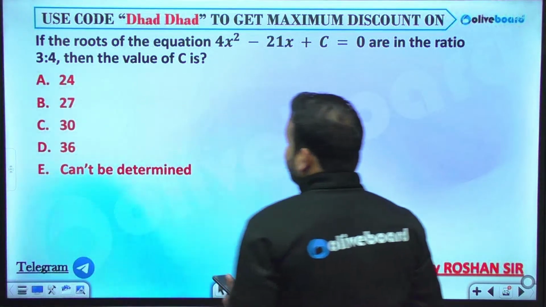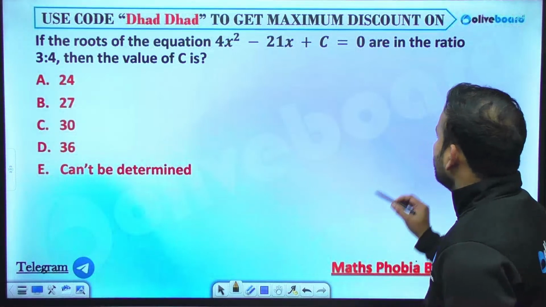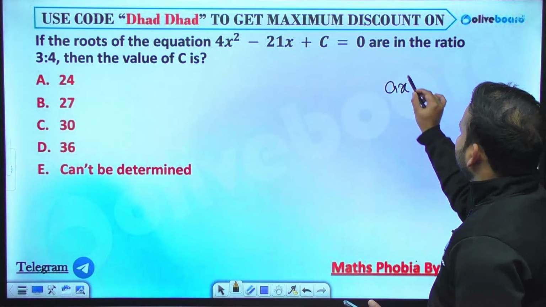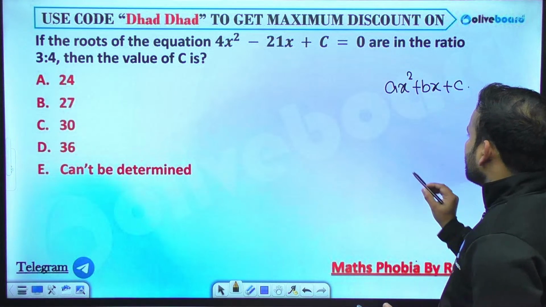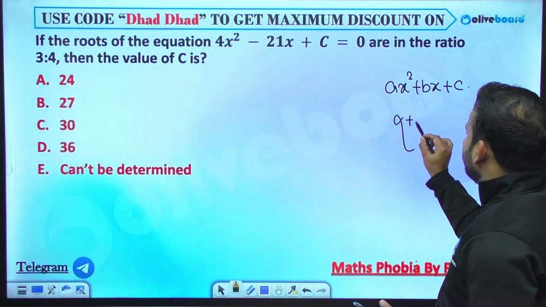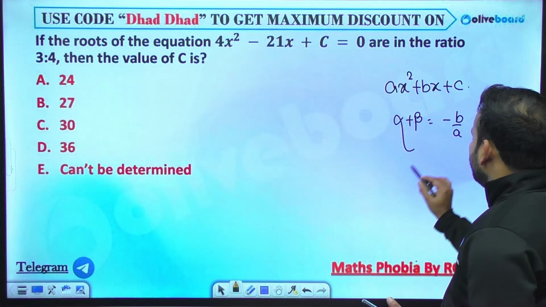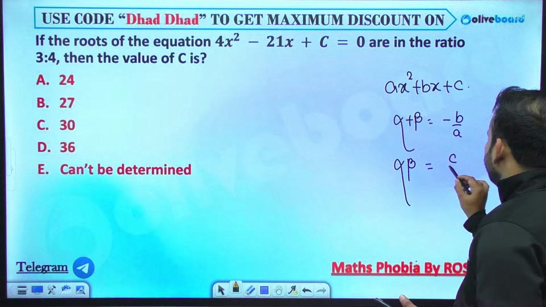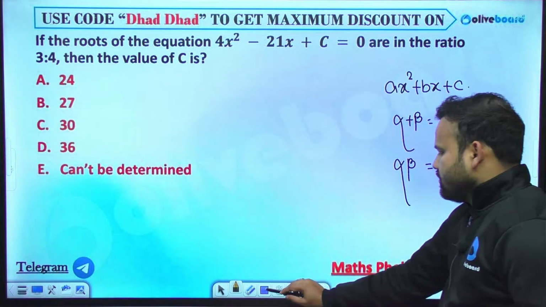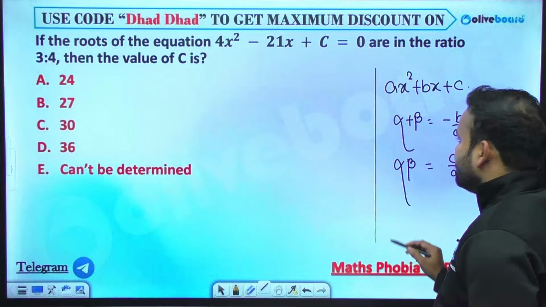An expression is given, a quadratic expression of this form. Any expression in the form ax square plus bx plus c will have the sum of roots, alpha plus beta, as minus b by a, and the product of roots, alpha beta, as c by a. So I will be using this identity.